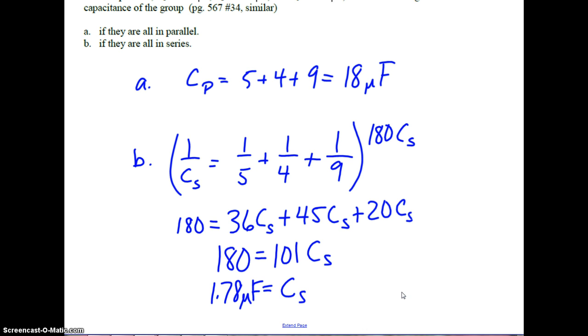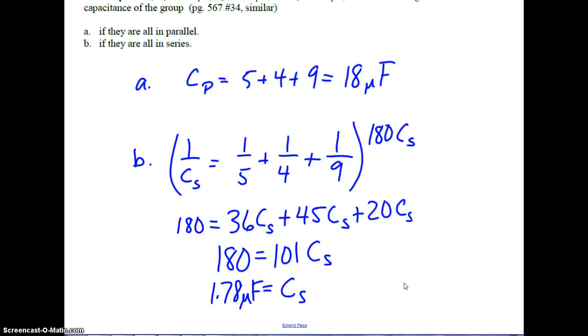Just a side note here and a reminder that before we even started the problem, we knew we should get an answer that's less than 4. The total capacitance in the series will always be less than the smallest capacitor in your circuit. And indeed, 1.78 is less than 4.